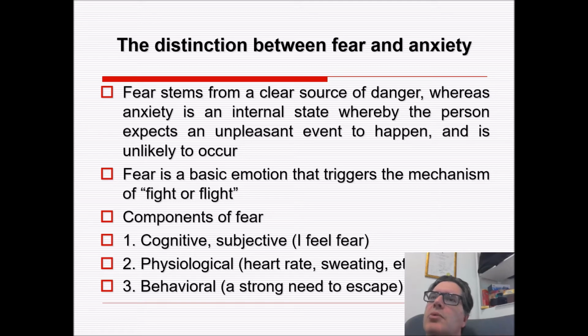And so once we see danger, a series of things happen, biological, physiological, cognitive, behavioral, that are meant to help us survive. So if, for example, we see a large beast like a lion or a tiger in the jungle, then it triggers the fight or flight mechanism. I hope that in the case of a lion, it will be flight. And then a lot of things happen. First of all, cognitively, we feel fear in a sort of subjective manner.